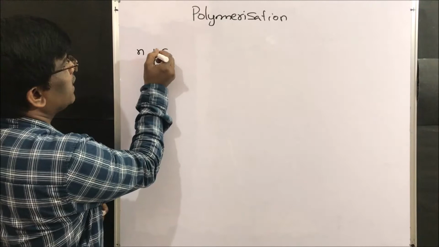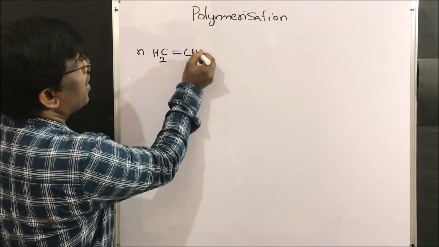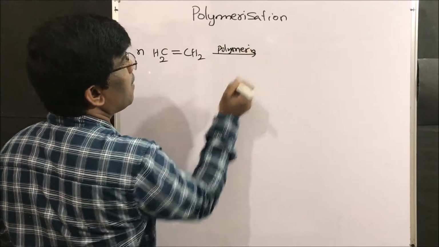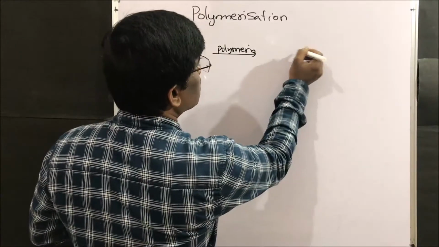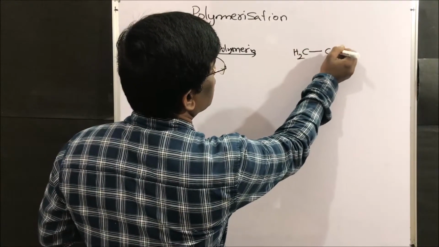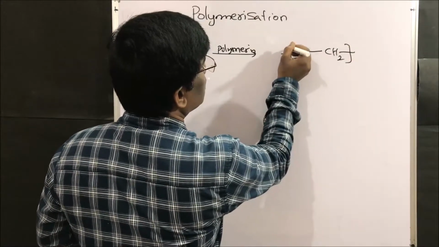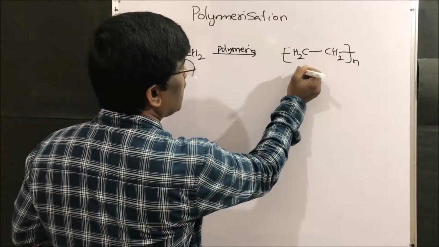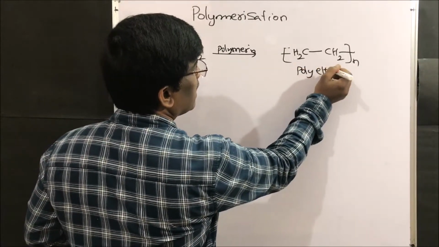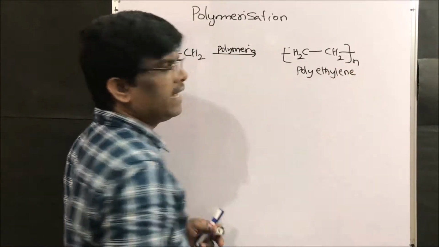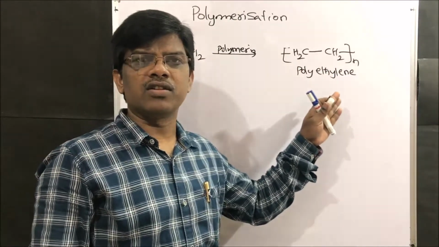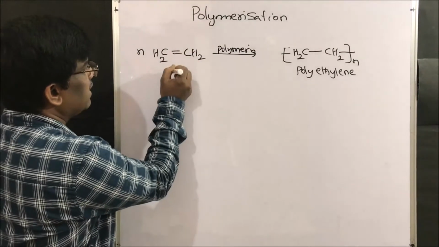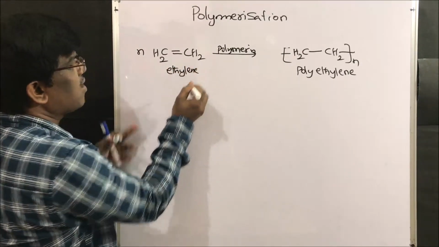In molecules of ethylene, upon polymerization gives CH2 in molecules of polymer. This is known as polyethylene. What is polyethylene? Yes, polythene. Commonly we also call it polythene. Yes, polythene bags. So this is ethylene, CH2 ethylene, that is an alkene.